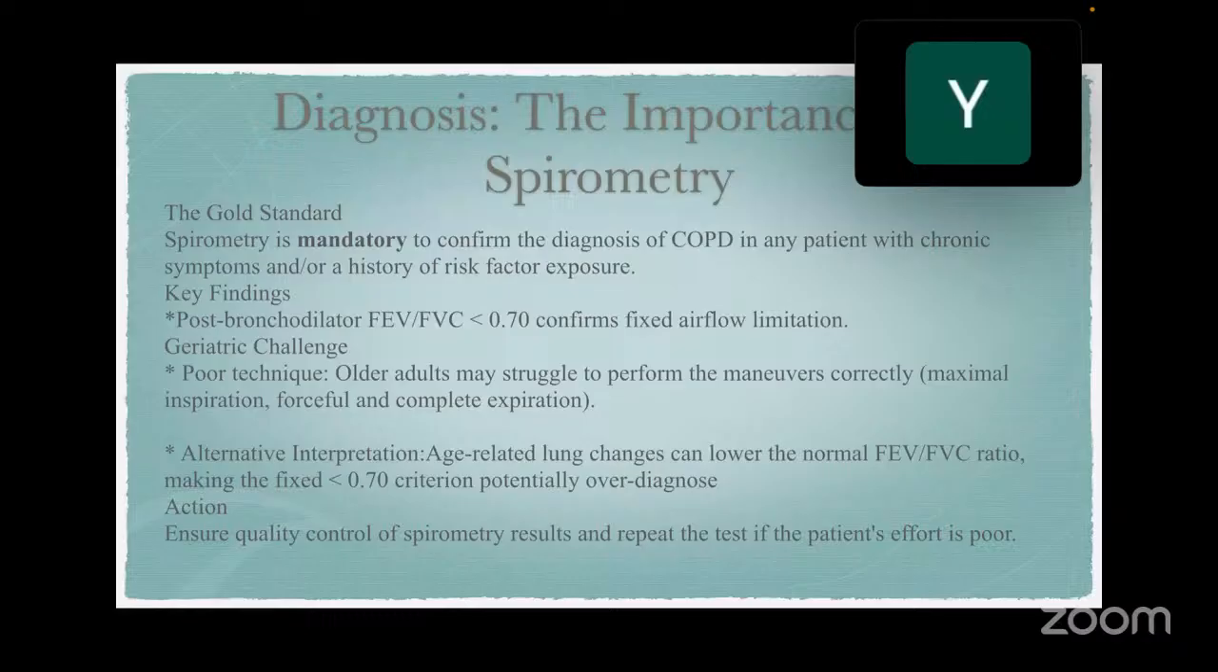But in the geriatric population, we have challenges like poor technique. Older people may struggle to perform the maneuver correctly: maximal inspiration, forceful and complete expiration. Also, age-related lung changes can lower the normal ratio, making the FEV1/FVC less than 0.7, potentially leading to overdiagnosis. The action we have to take is to ensure quality control of the spirometry result and repeat the test if the patient effort is poor.